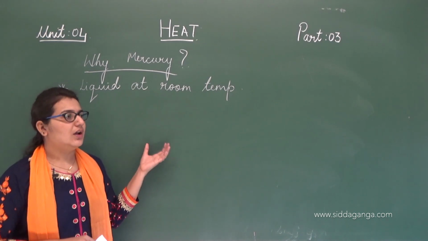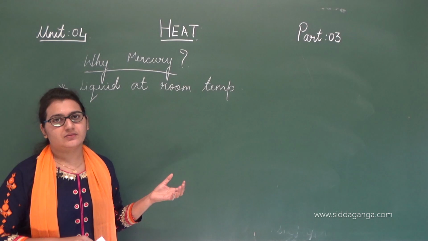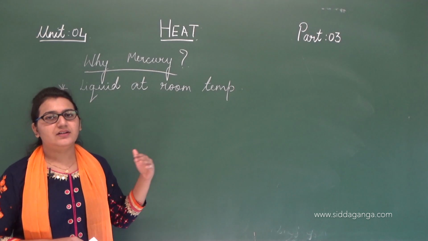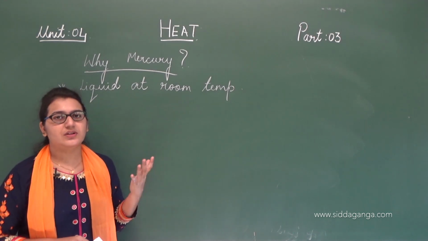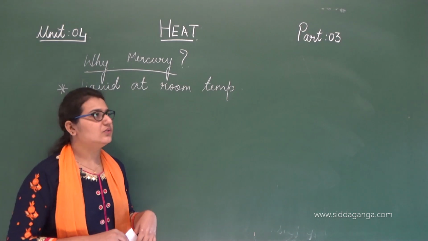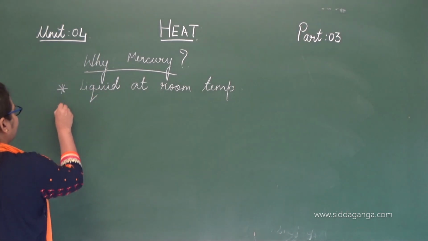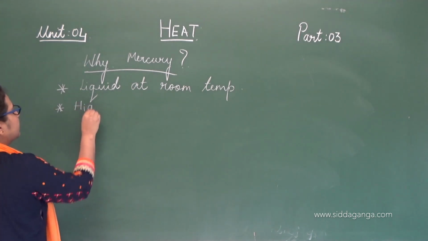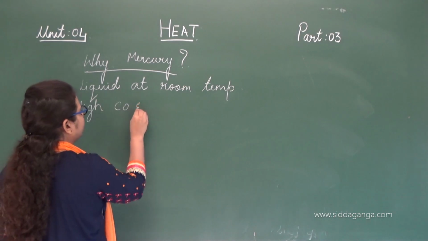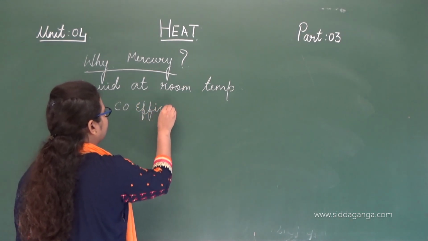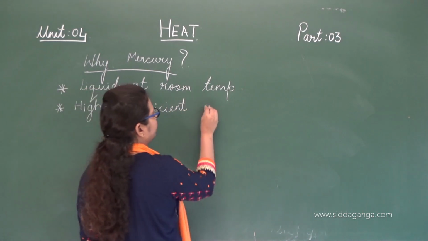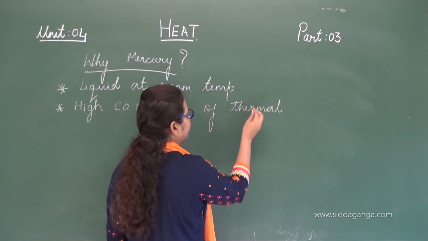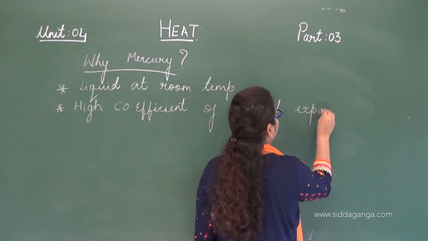This is the most important feature which makes it flexible to use mercury in both thermometers. Mercury is liquid at room temperature, so whenever we use this thermometer, since it is liquid, the level rises and we can noticeably see the temperature. That is the most important thing about mercury, and it has a high coefficient of thermal expansion.